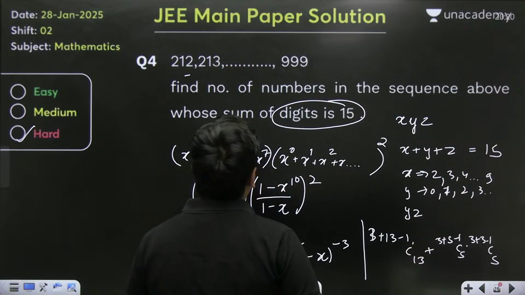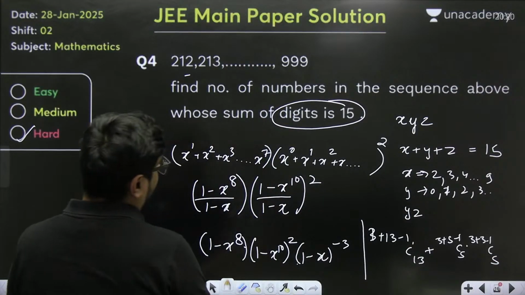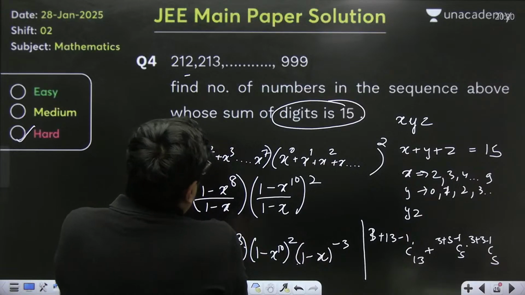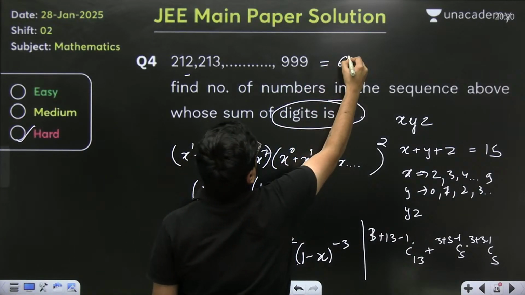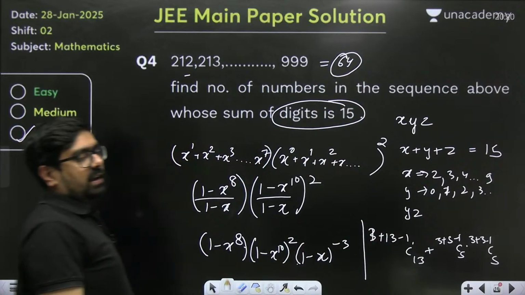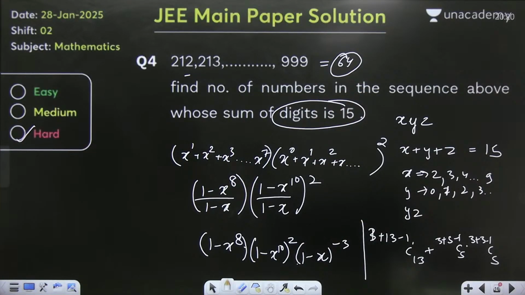I think something else should also be given. Even if we compare with the coefficients, we are getting 64 as the answer. If we compare the coefficients and sum them up, it equals 15. Because minus 8 minus 10, okay.